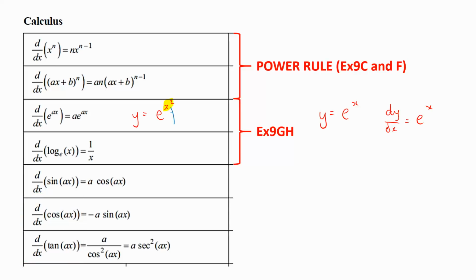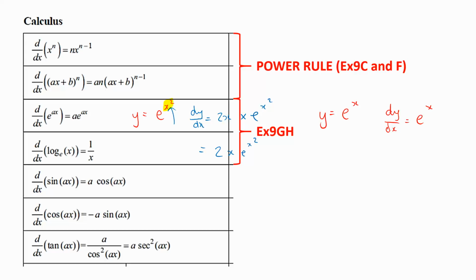Derivative of the inside, so dy/dx, gives you 2x. Okay? And then you multiply by the derivative of the outside. Now, this is e to the power of x squared. If you pretend that was e to the power of u, or e to the power of x, the derivative of e to the power of x is itself. So I just write e to the power of x squared. And suddenly you're done. 2x e to the power of x squared.